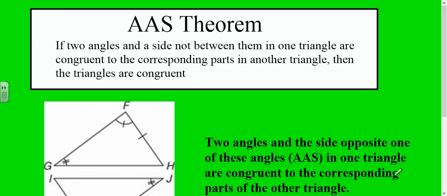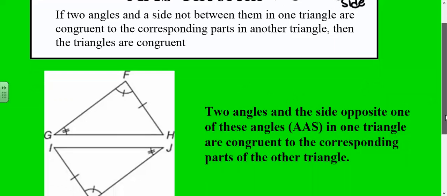So now we have angle, angle, side. That means the AAS, angle, angle, side. So if two angles and a side not between them, this is the one that's not between them, are congruent, then the triangles are congruent.